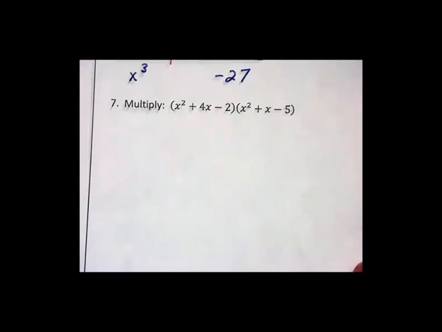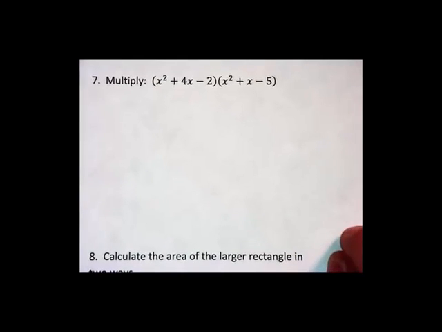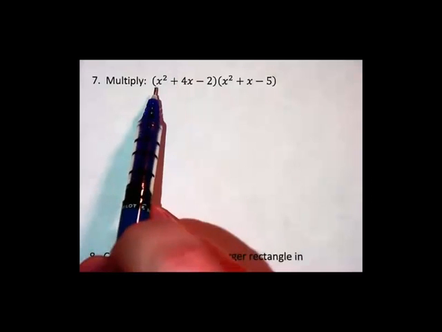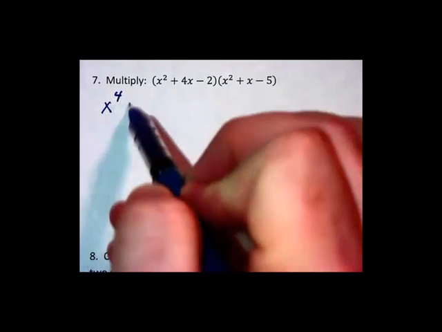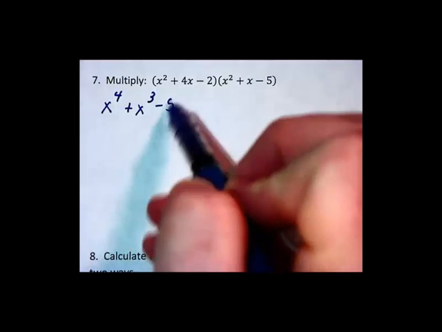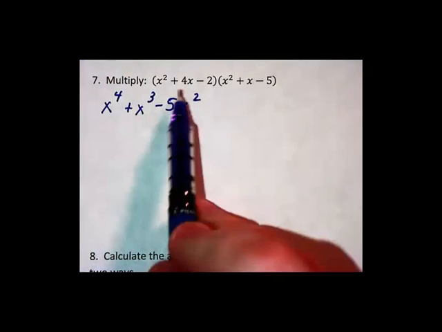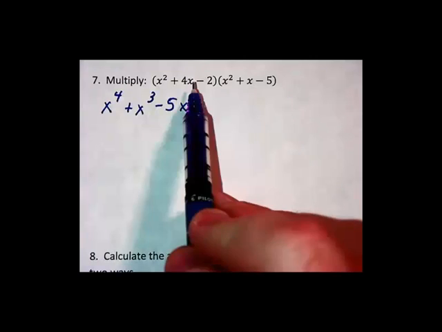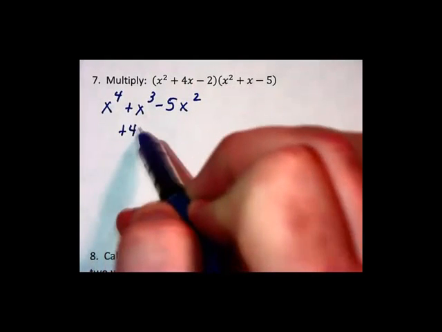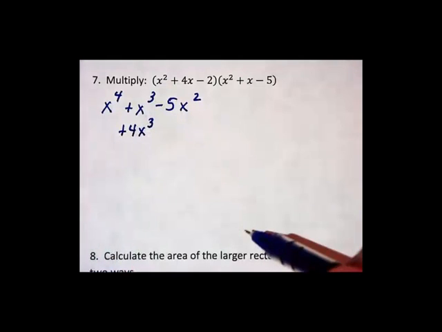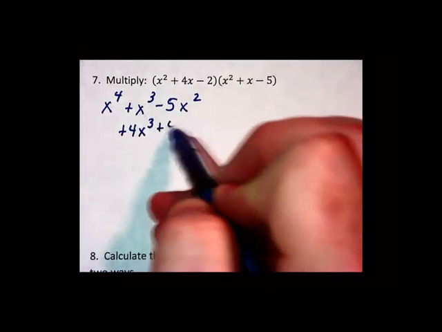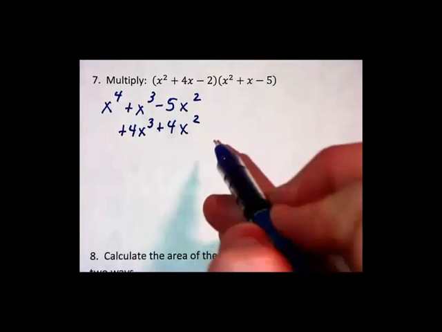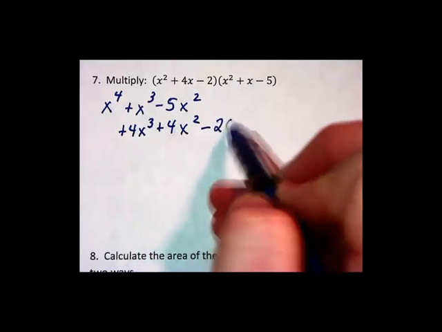Problem number 7. 3 things in each parentheses. There is no shortcut. This just takes time. We begin by multiplying x squared times all 3 terms in the second parentheses. That gives us x to the 4th plus x to the 3rd minus 5x squared. We then take 4x times each thing in the right. 4x times x squared makes 4x cubed. Notice I lined it up underneath the other x cubed term. 4x in the middle times x in the middle makes plus 4x squared. And then 4x times the minus 5 to the far right makes minus 20x.